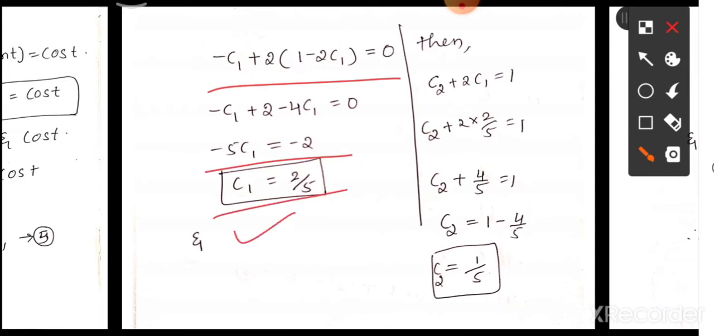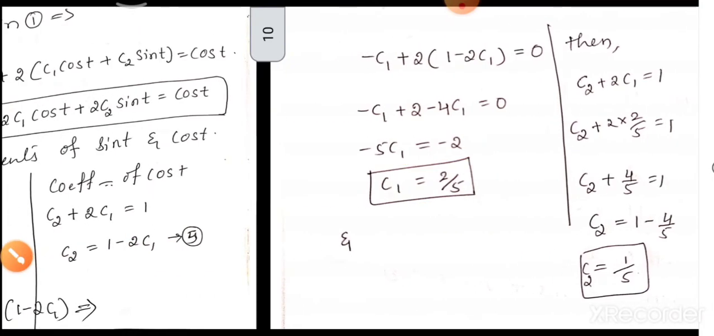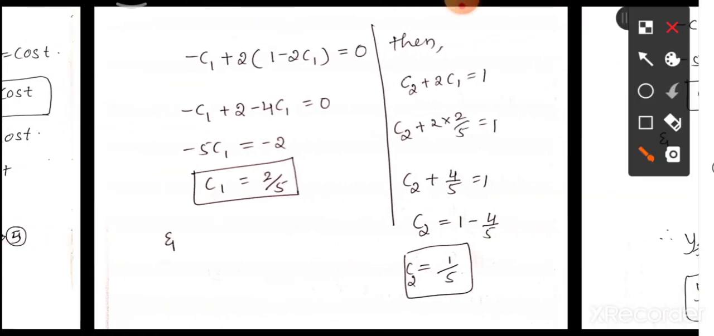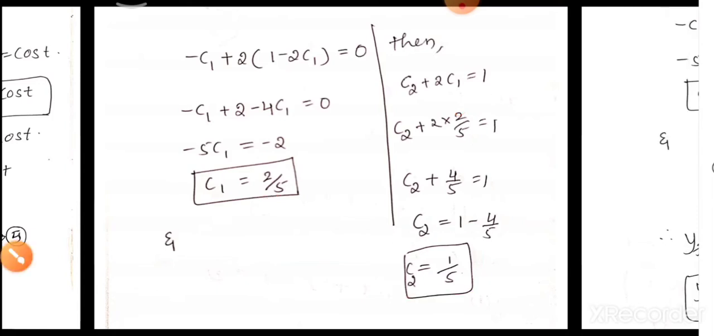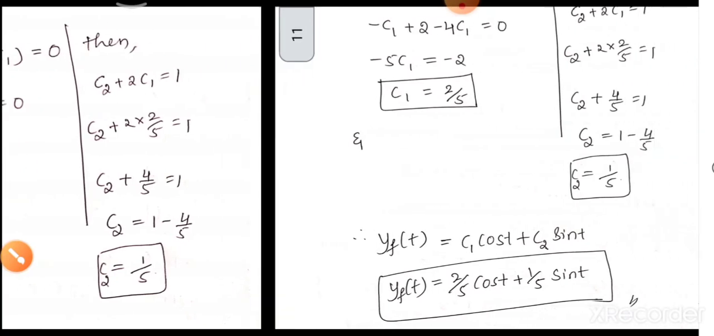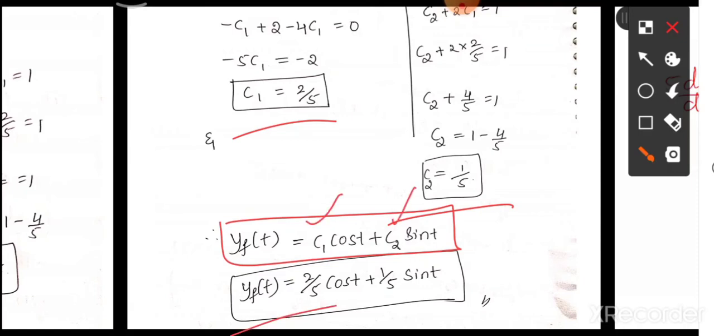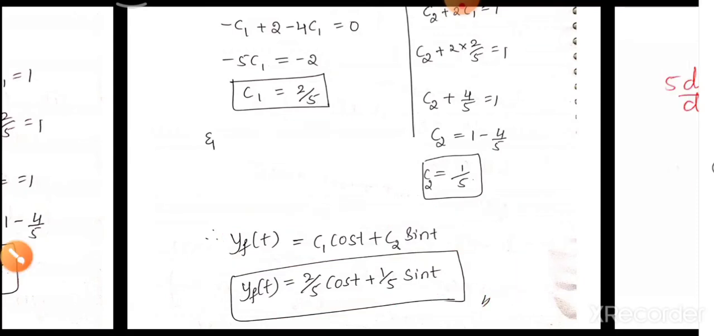Yes, once you got c1, easily you can calculate c2. That is c2 plus 2 c1 equal to 1, one of the equations we have taken, that is your fifth equation. So that equation you take, you know the c1 value, substitute here and simplify, you get c2 equal to 1 by 5. So once we got c1 and c2, what we have to do is, this is our yf of t, which is c1 cos t plus c2 sin t. Substitute c1 value and c2 value, that is your forced response of the given differential equation.